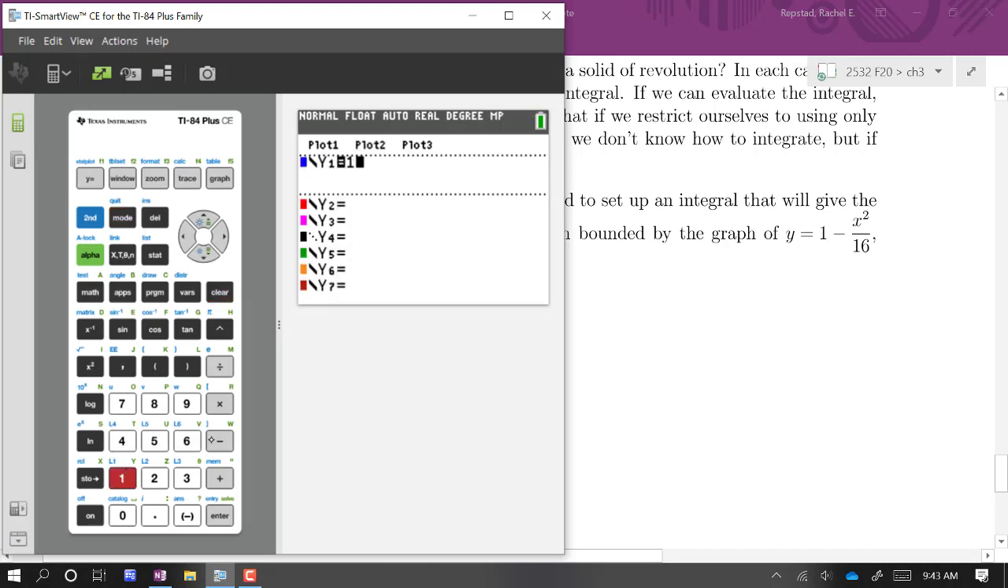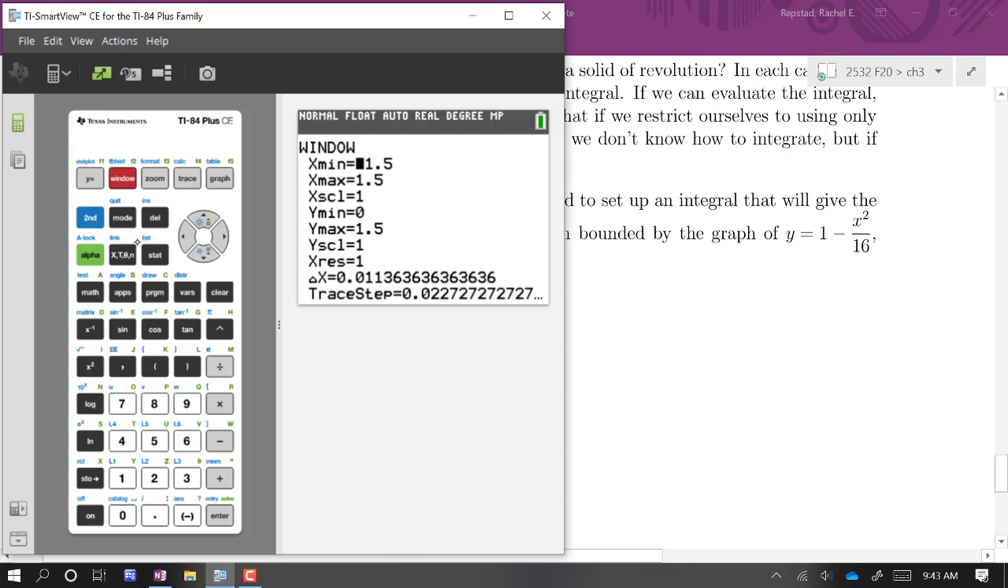So 1 minus x squared over 16. And they tell us that we only need to look at this from -4 to 4. I'm going to give a little bit of wiggle room on either side of that window, so I'll go from, say, -5 to 5.